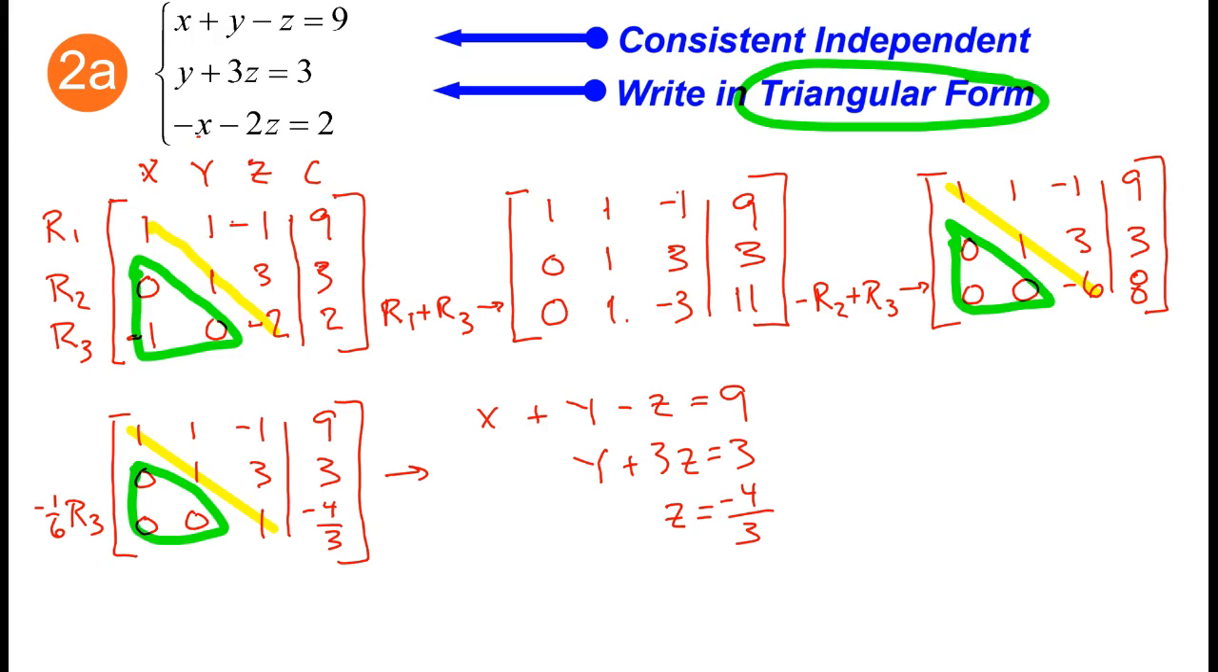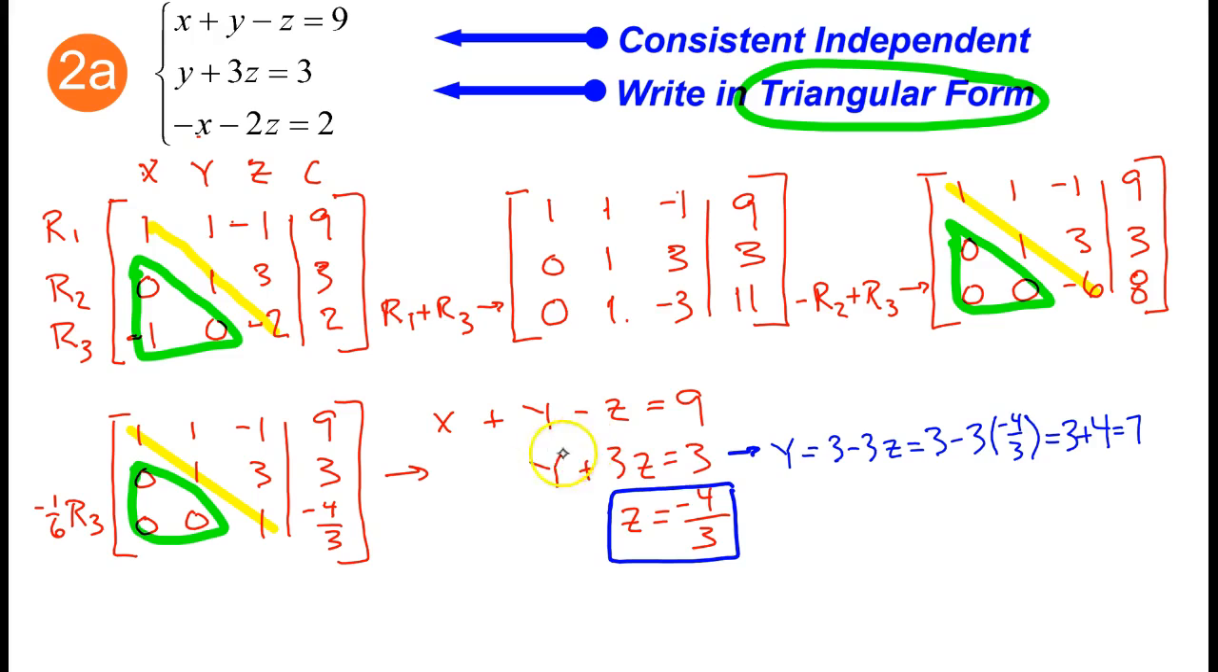And again, this all starts with z equals negative 4/3. So rearranging this equation to y equals 3 minus 3z, then substituting in negative 4/3 for z, I get y equals 7. Now I'm going to do the same procedure up here with this top equation. I'm going to substitute in my z equals negative 4/3 and y equals 7 to solve for x.